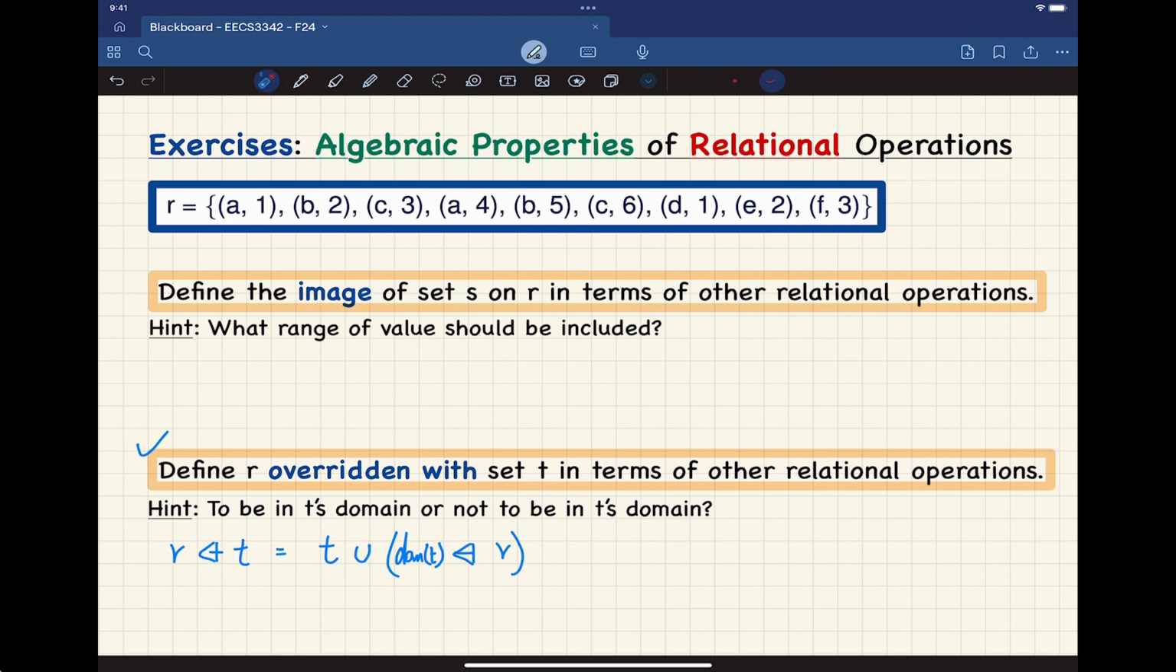How about this one here? We talked about image, right? If I want to find out the image of some set S on a relation R, something like this, R image S, that's something we talked about last time. How do we define this in terms of other relational operators? How do we do that?